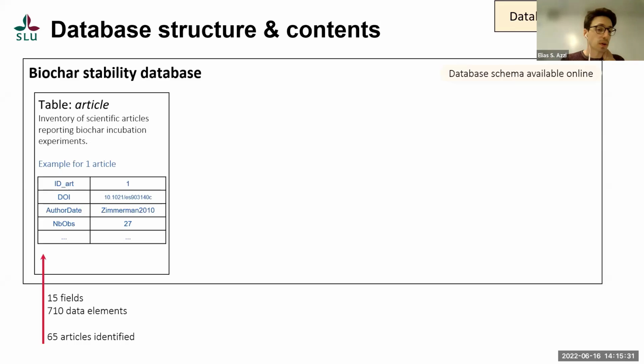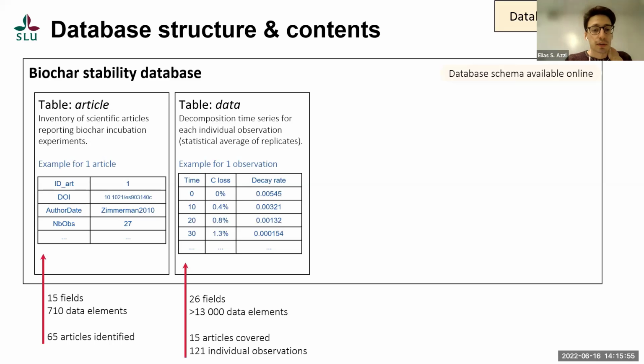The first one is called article, and it contains a list of all the scientific articles that have performed biochar incubation experiments. And there we record when it was published, with the number of observations in it. We have a link to the publication. We record this kind of similar information about every article.